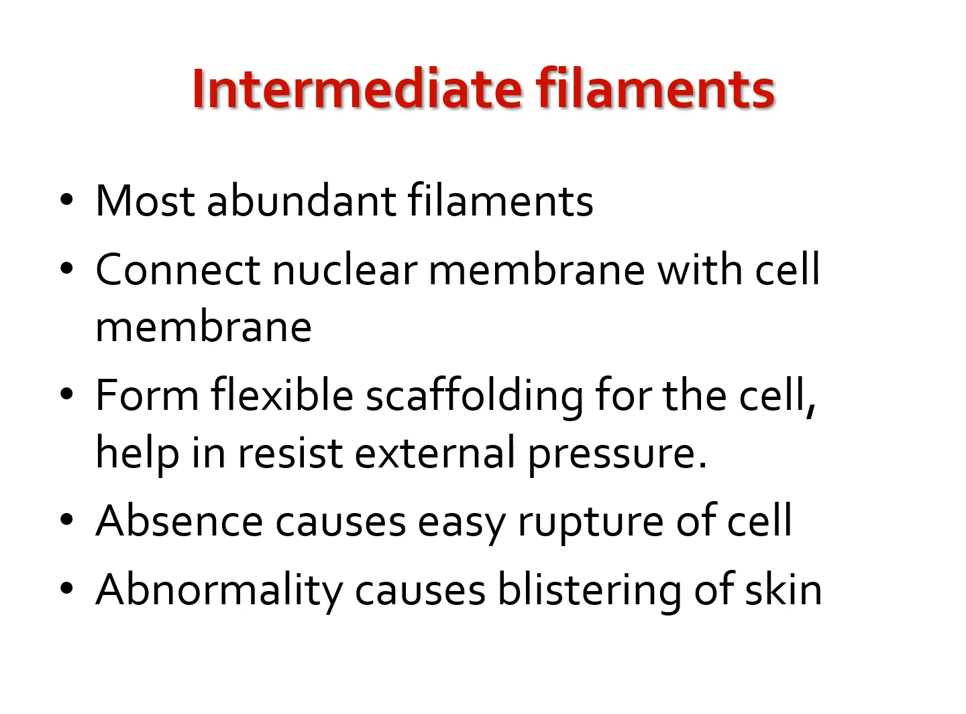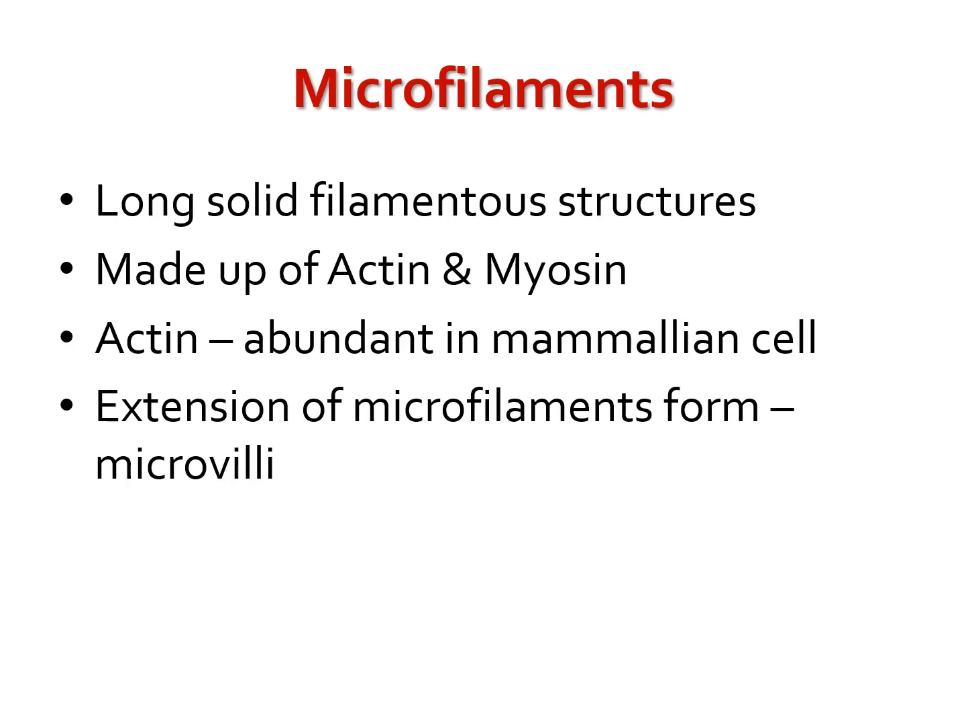Intermediate filaments. These are the most abundant filaments, which connect the nuclear membrane with the cell membrane, and they form a flexible scaffolding for the cell, which helps in resisting external pressure. So the absence of these intermediate filaments can cause easy rupture of the cell. Any abnormality in these intermediate filaments can cause blistering of the skin.